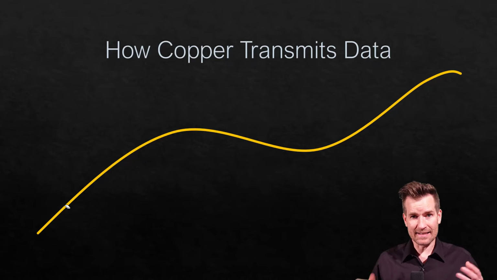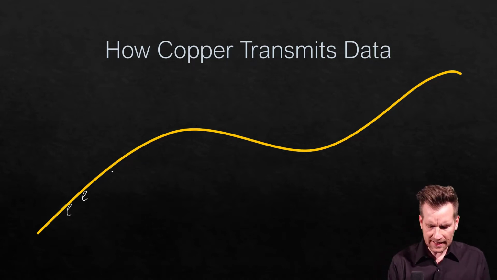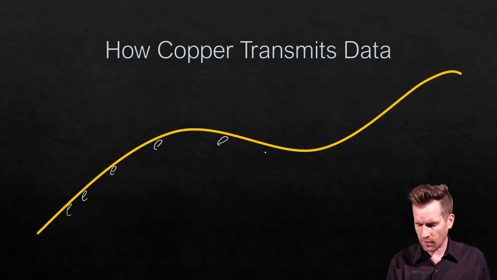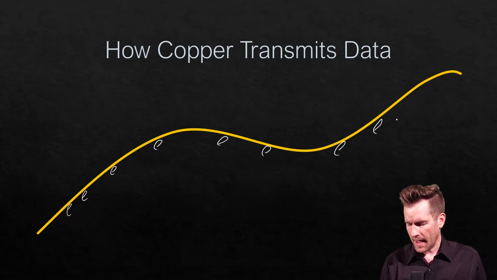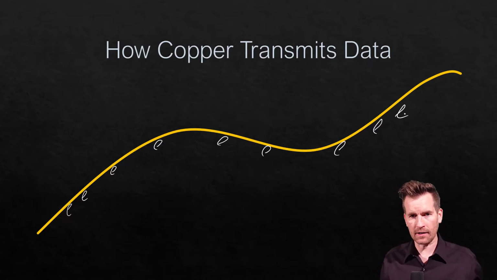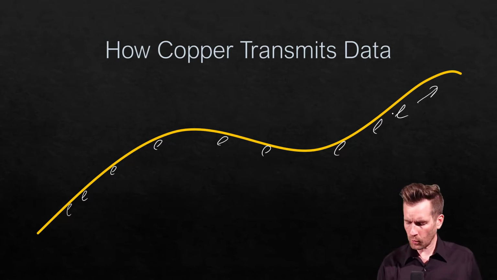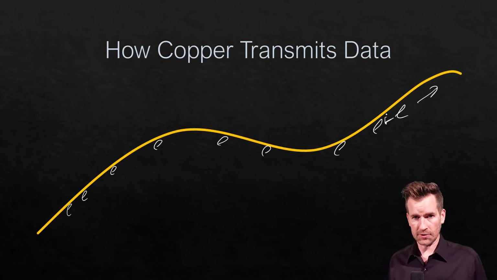Copper is a conductor of electricity, which means that there are a bunch of electrons all up and down a copper wire. And what's happening is that when we apply power to a copper wire, we are either moving the electrons in one direction, in the case of direct current, or we're moving these electrons back and forth in the case of alternating current.